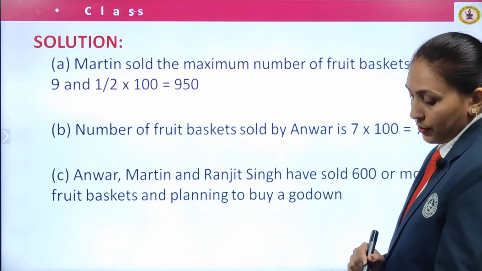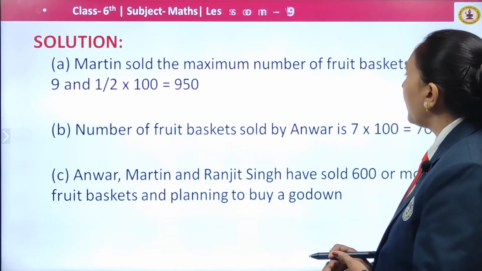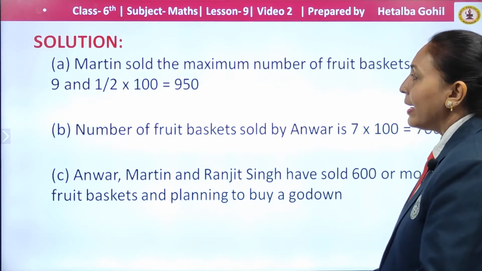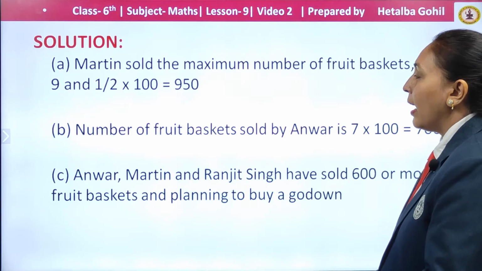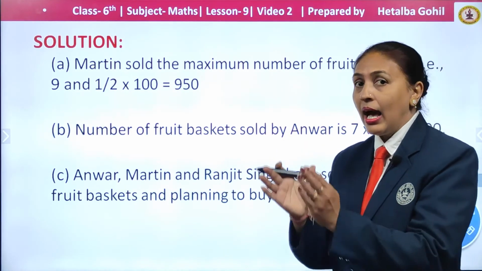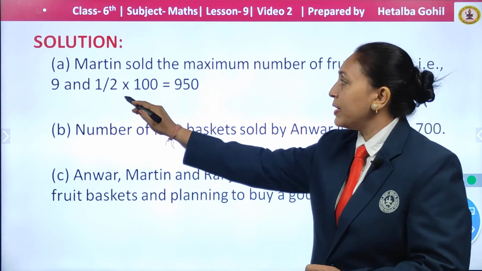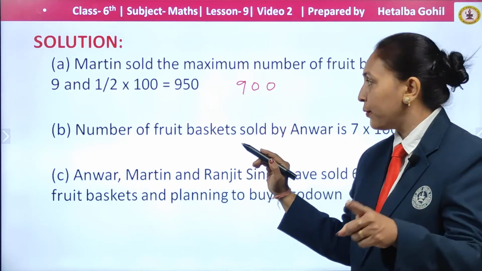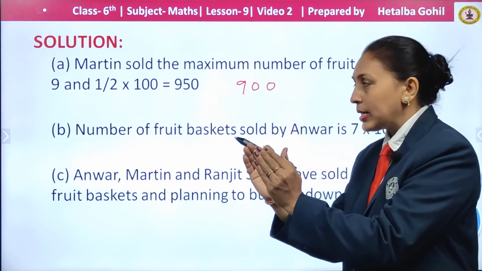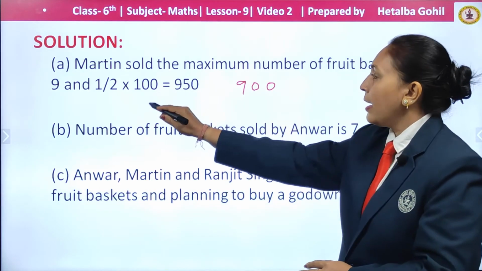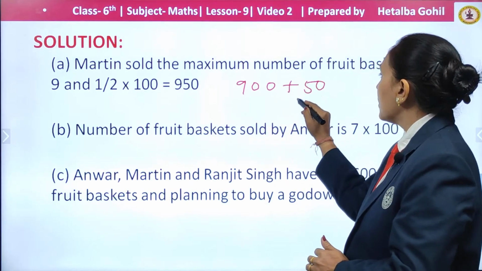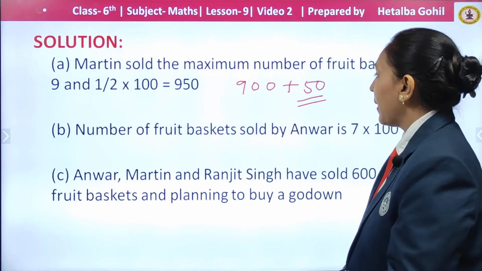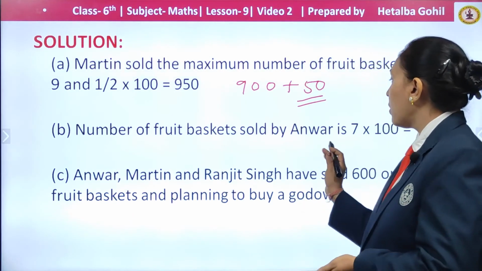The first one, what was the question? Martin sold the maximum number of fruit baskets, that is 9.5. Okay, 9.5, because half a picture represents half of 100, that is 50. So 9 into 100 we get 900, because one basket represents 100 fruit baskets. And half one shown, that is plus 50. So 950. So Martin sold 950 fruit baskets.